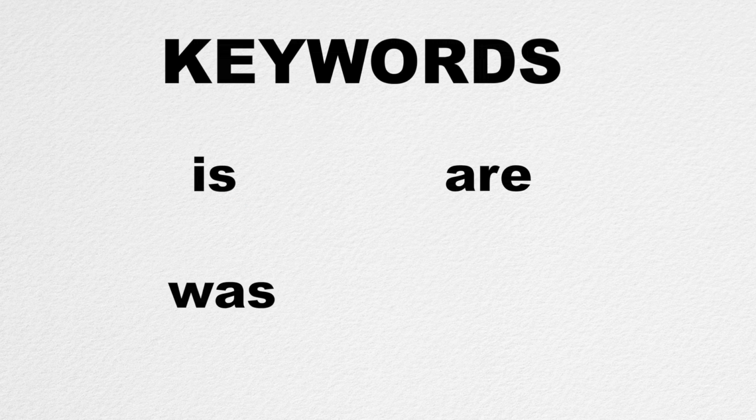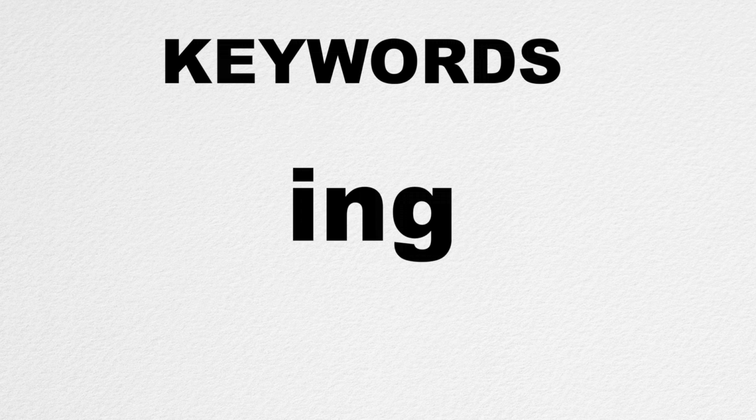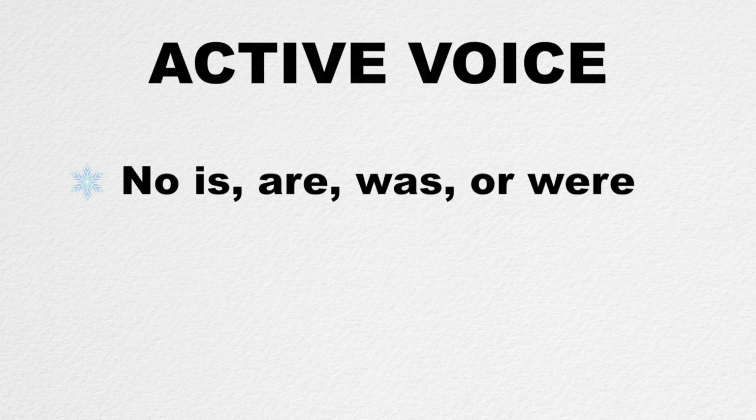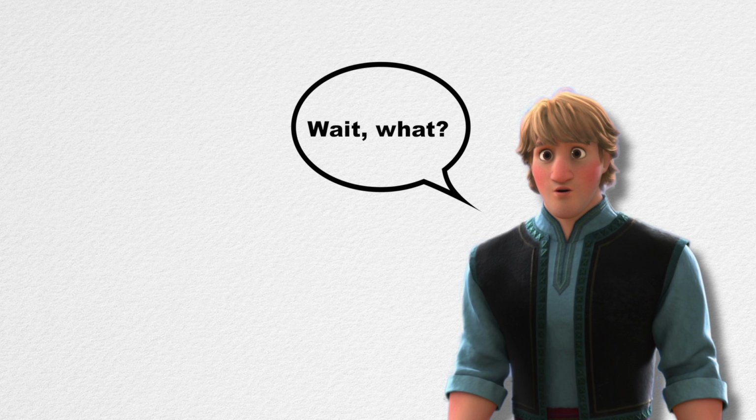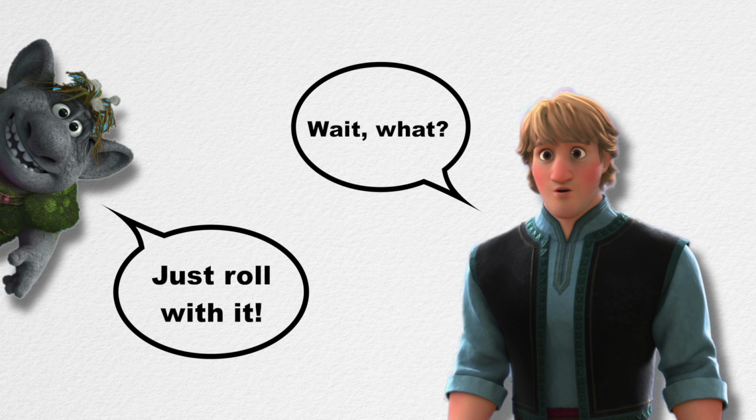Some other words that show passive voice are was and were, but your main indicator is that the verb ends in ing. Sentences with active voice do not have any of these words, and the verb does not end in ing. So going back to that sentence we just used, if it were active voice, it would say, Anna's heart freezes because Elsa strikes her. Teachers usually prefer that format because it's one less word for them to read and it makes you sound more sure of yourself. Now let's talk about how to change passive voice into active voice.